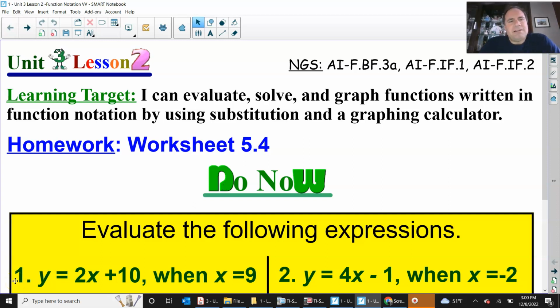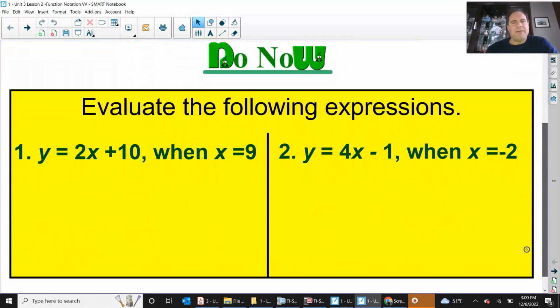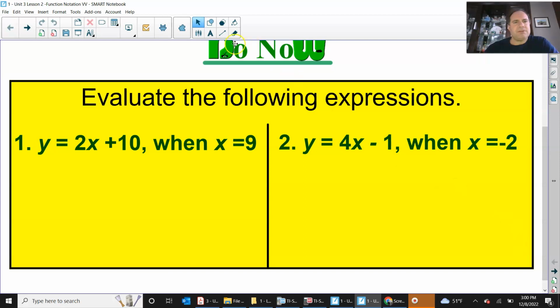Hello everyone. In this lesson we are going to evaluate, solve, and graph functions written in function notation by using substitution and using a graphing calculator. So let's get right to it. And the do now says evaluate these following expressions.